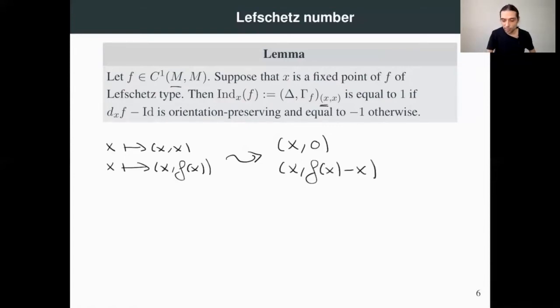And we had a lemma for vector fields that says that a vector field of this kind that has a singularity at 0 is of positive type if this determinant is positive, if the determinant of the Jacobian matrix is positive. And that's what we're going to have here too. So it's going to be 1 if this linear map is orientation preserving, and it's going to be -1 if this linear map is orientation reversing. Okay.